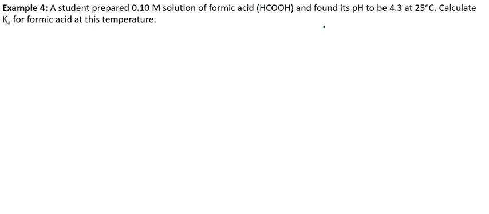So I'm going to start by underlining some important information, namely that I have a 0.1 molar solution of my acid and its pH is 4.3 at 25 degrees Celsius. Calculate the Ka, that's my ask, for formic acid at this temperature.